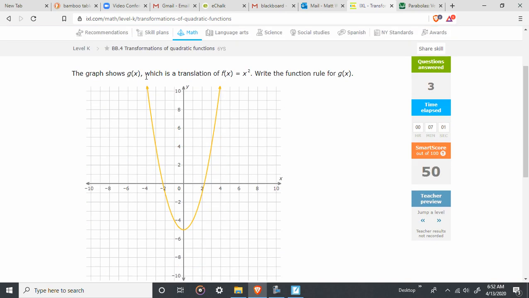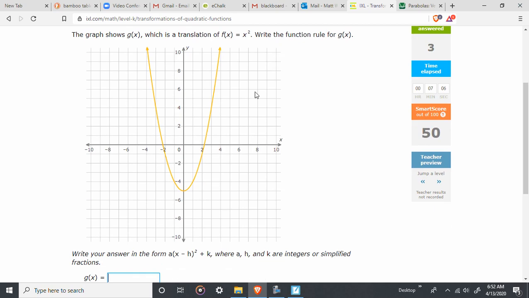The graph shows g of x, which is a translation of f of x squared. Write a function rule for g of x. Well, it would normally be here, right, at the origin. And what happened? It moved down 1, 2, 3, 4, 5. So it didn't move left or right at all. It just moved down 5 spaces.